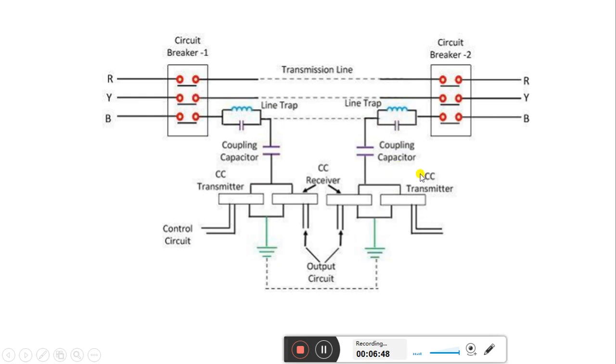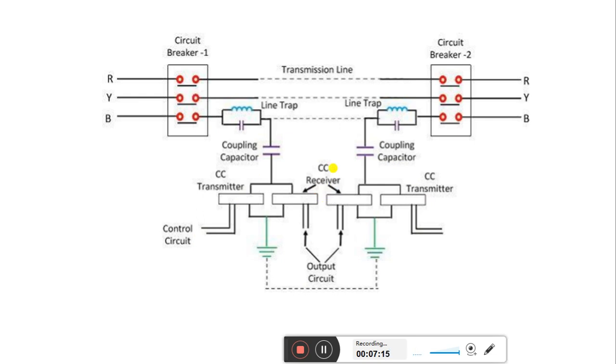Similarly, this side also we have a transmitter, we have a coupling capacitor, and we have a line trap. So both sides we have provided line traps, coupling capacitors, and transmitters. Further, the transmitters are connected to the control circuits at both sides, and in between we have receiver blocks.